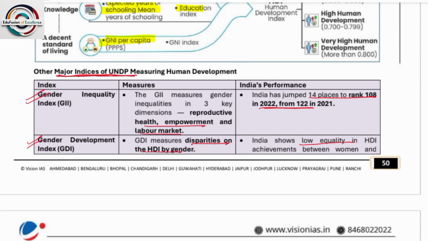Next, other major indices of UNDP. So what are the other major indices? One is the Gender Inequality Index. Next is the Gender Development Index. So what is India's performance in the Gender Inequality Index? India has moved 14 places ahead. Earlier India's rank was 122, but now it has improved to 108.